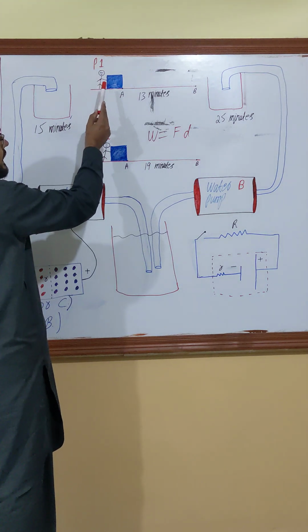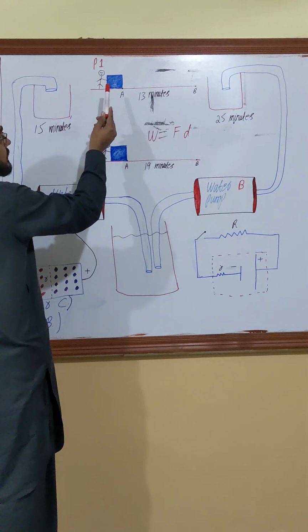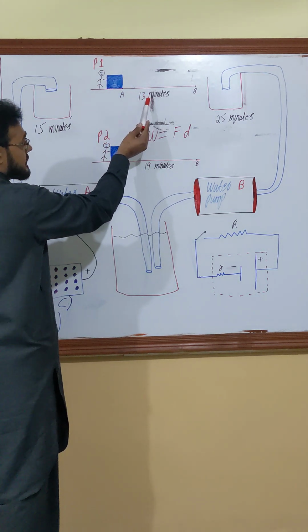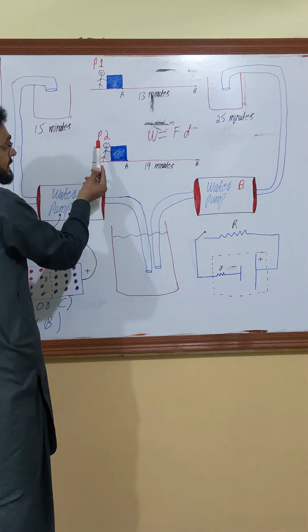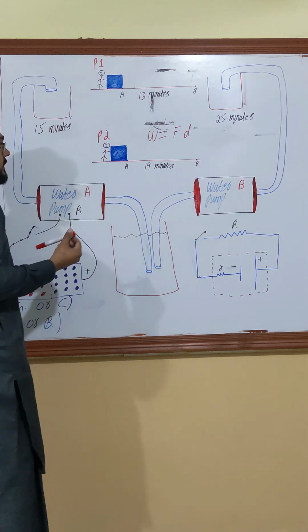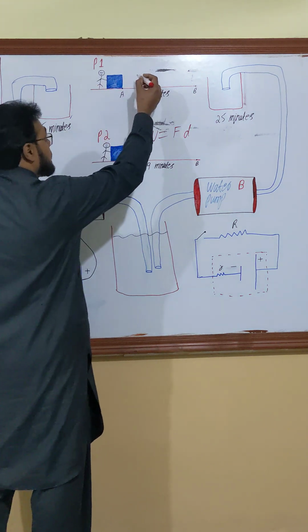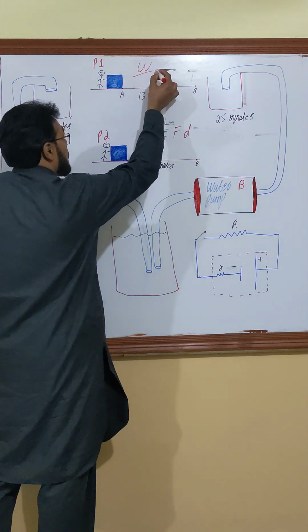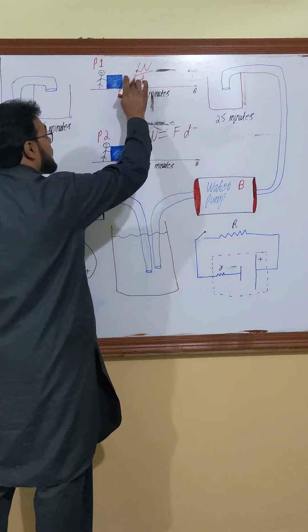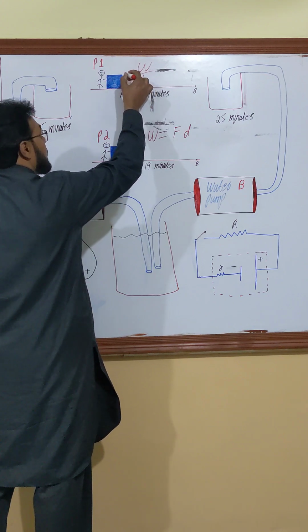person P1 has more power because he took less time. Both did the work. Work done per unit time is called power.